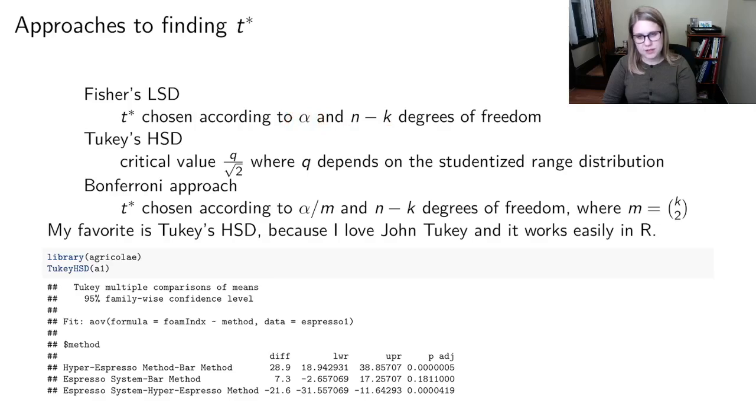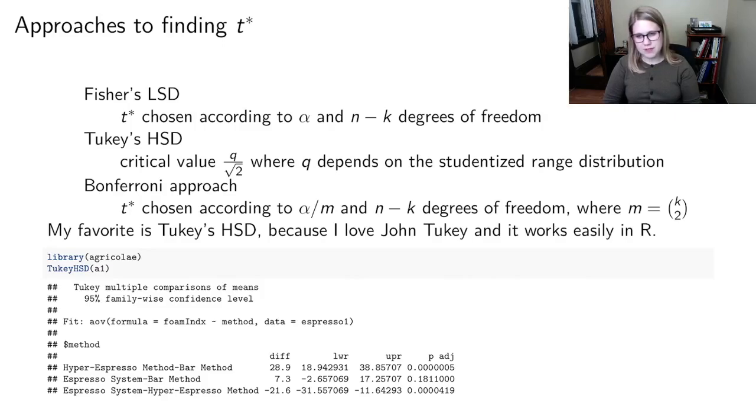Then we've got Tukey's honest significant difference. So Tukey was kind of clapping back at Fisher and saying, well, my difference is actually honest. And this is probably the most complicated, where you'd use a critical value. It wouldn't exactly be t-star. It would be q over the square root of 2, and q would depend on the studentized range distribution. And then the Bonferroni approach, you choose the t-star according to alpha divided by m with n minus k degrees of freedom. And m is the number of tests that you're doing. It's k choose 2.